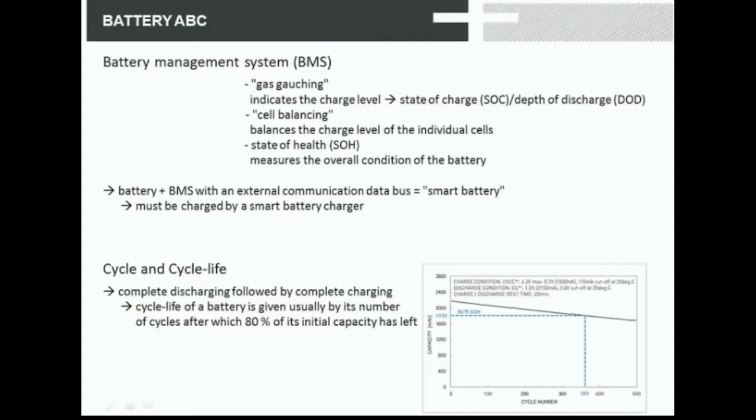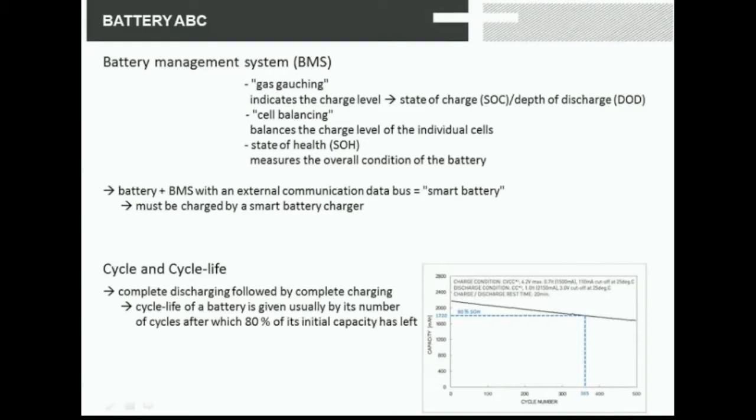In general, we say a battery and a BMS in combination is a smart battery. Maybe you heard that in the past. We talk about smartphones, and of course batteries are not dumb. Batteries can be smart as well. In most cases, they have to be charged by a smart charger as well.